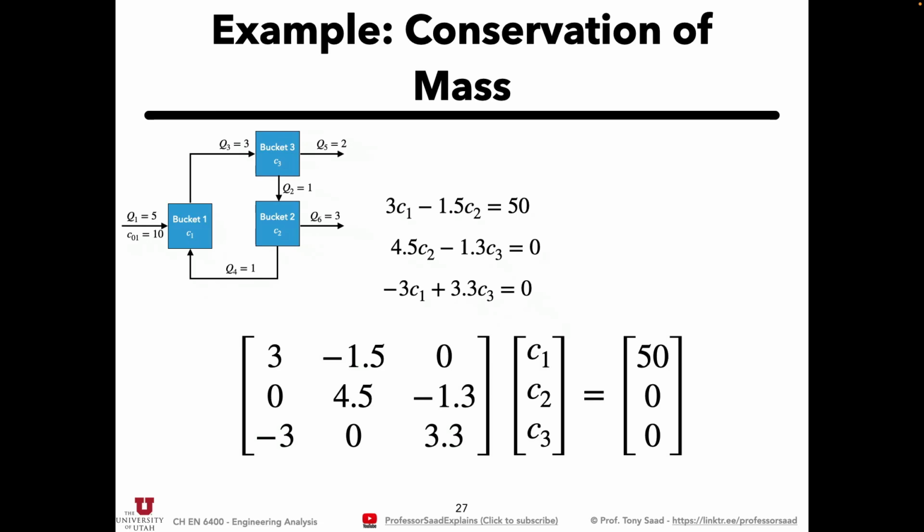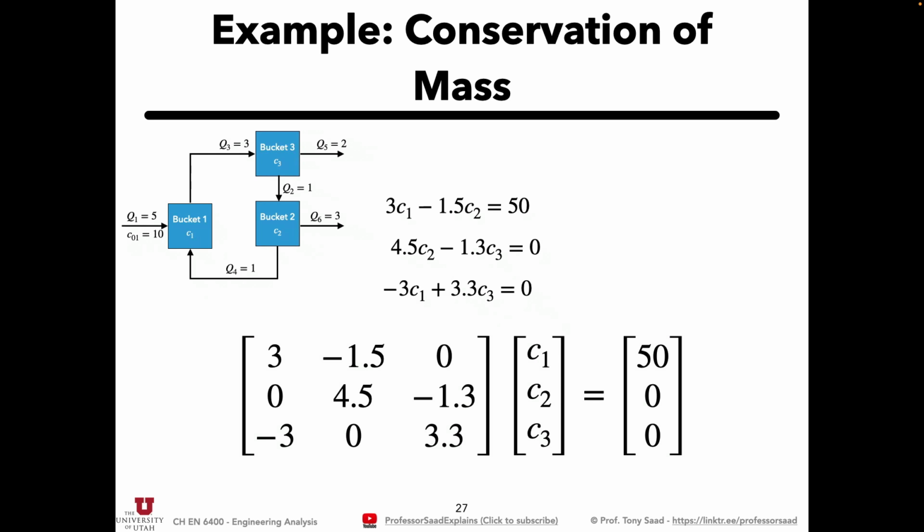So how can I recover equation 1 from this system? It's simply the dot product of this vector by this vector. You know how to do dot product. So if you take this vector 3, 1.5, 0, and dot it with C1, C2, C3, you're going to get 3C1 minus 1.5 C2 plus 0 C3 equal 50. So you get this one. So that's why I said 3 corresponds to C1. That's the first unknown. 1.5 corresponds to C2, and 0 corresponds to C3.